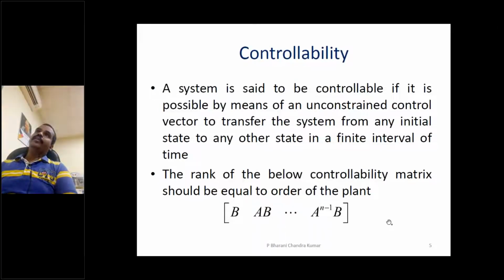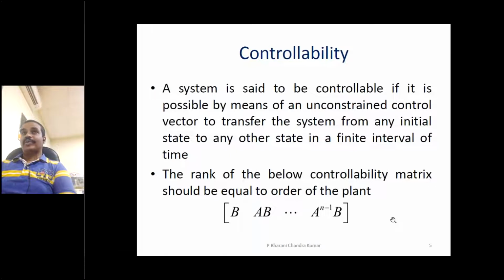The rank you can find out by various methods. The simplest thing here, we are only interested in whether the controllability matrix is full rank or not. You just find the determinant. If the determinant is not equal to 0, then you can say that it is full rank. Otherwise, there are many other methods, like echelon form converted to various forms, and you can see what is happening.